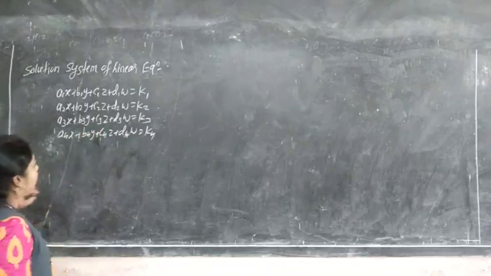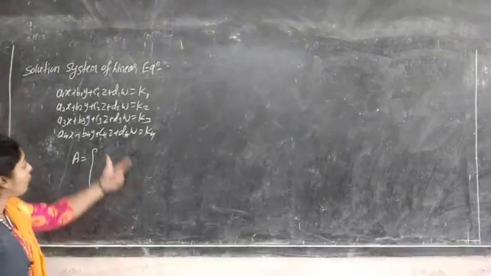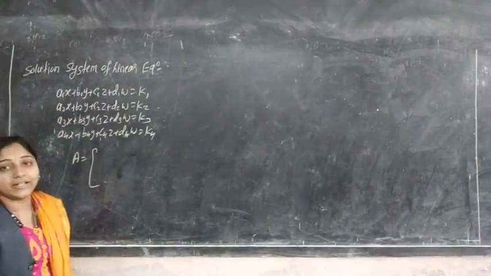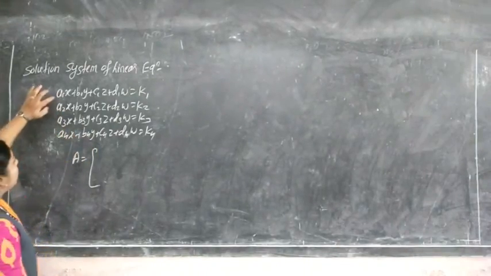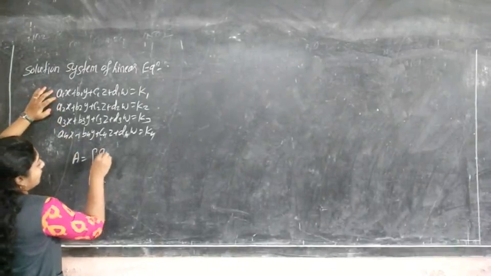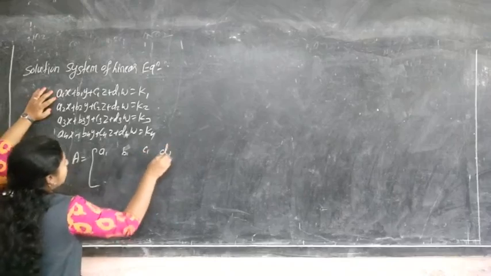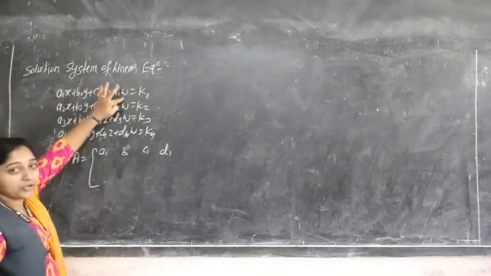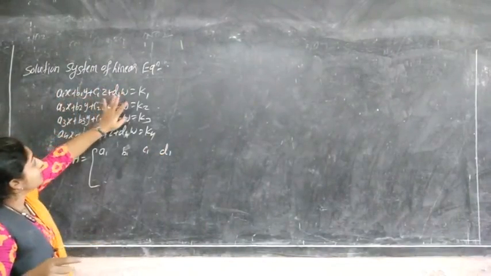So what is the first step? We have to consider the matrix A using the coefficients of x, y, z and w. So using the first equation, write down the first row here. What is the coefficient of x? A1. You will get here b1, here you will get c1, d1. These are the coefficients of x, y, z, w, because x, y, z, w are the variables here. And a1, b1, c1, d1.